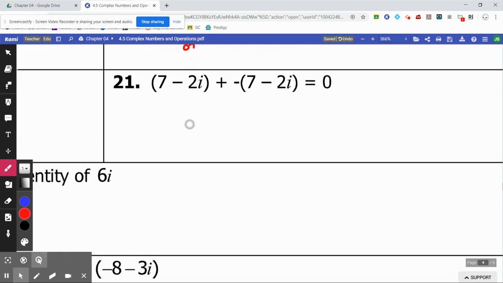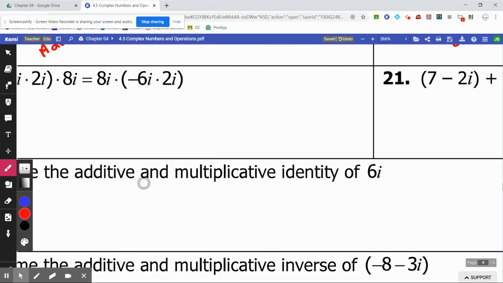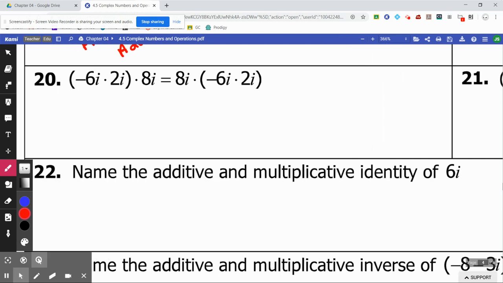Okay, number 20. Here you have two numbers being multiplied times 8i, and then you switch the 8i first and have the two numbers second. There is a move that took place. These switched. Anytime it's a move, that's the commutative property. Since you have multiplication involved, this is the commutative property of multiplication.